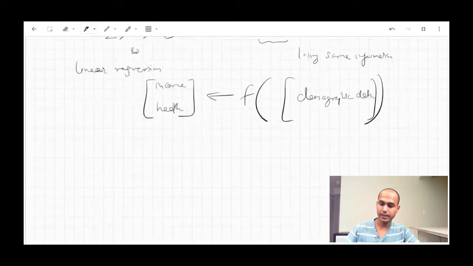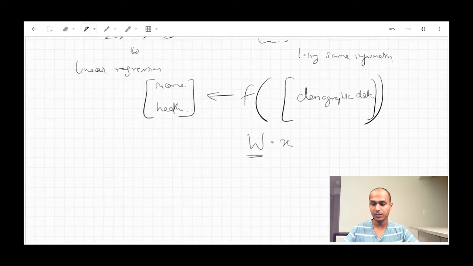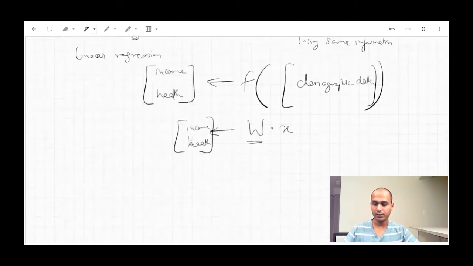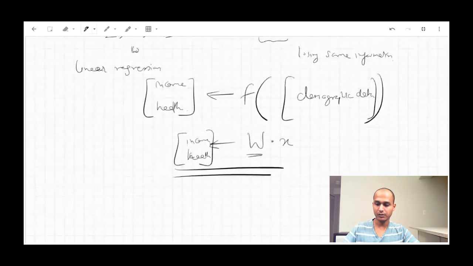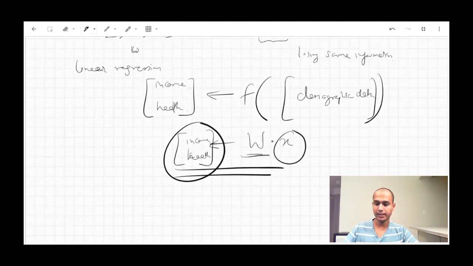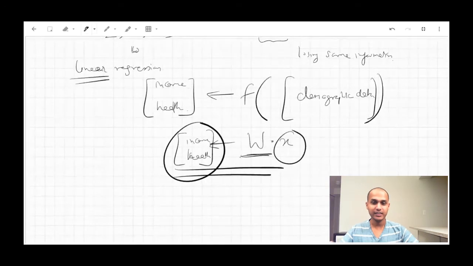Linear regression tries to find a matrix. Let's say I'm going to just represent it as W, and once we train using training data, we learn this matrix W such that when it acts on the input demographic, maybe for a particular person, we can make a prediction on both income and health. So this would be an output vector, this is the input vector, and this is a linear transformation. That's why there's a linear in linear regression.